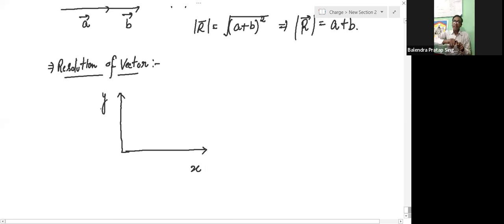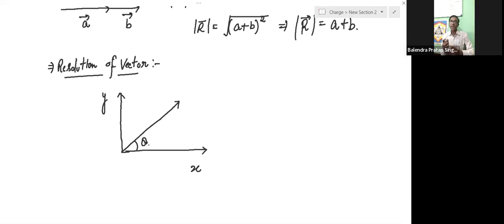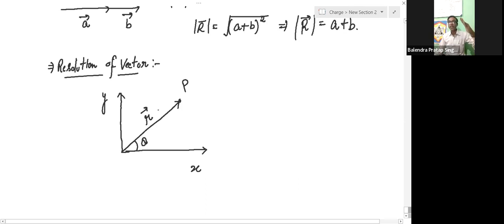If I draw a vector which passes through the origin and makes an angle theta, what will be the horizontal and vertical components of this vector? Suppose this is point P and this is your vector R, or you can say any displacement vector. How can you define it in terms of its horizontal and vertical components?